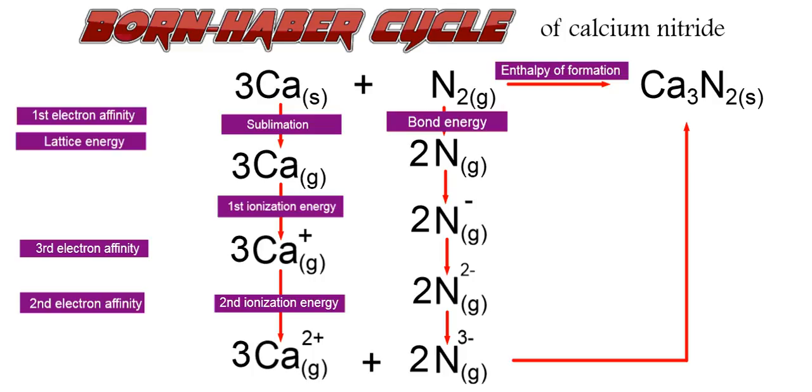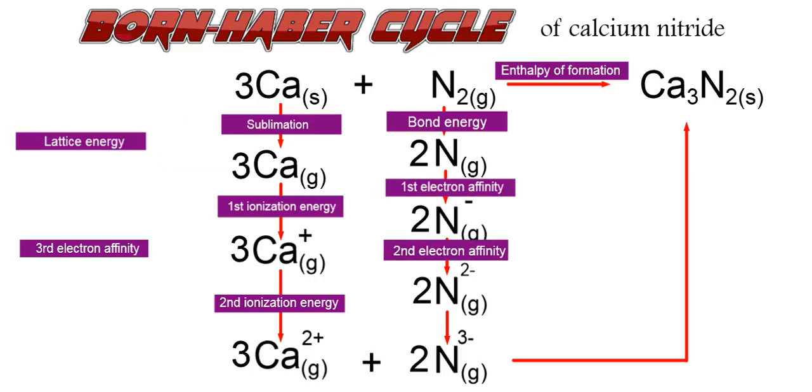Going from 2N to 2N minus, you are gaining an electron. That's electron affinity. Then you gain it again. And ultimately, you will gain it again. Please know that if there is a coefficient above one of your purple boxes, when you place your enthalpy that's associated with that process, it must reflect the number of moles, which is your coefficient.